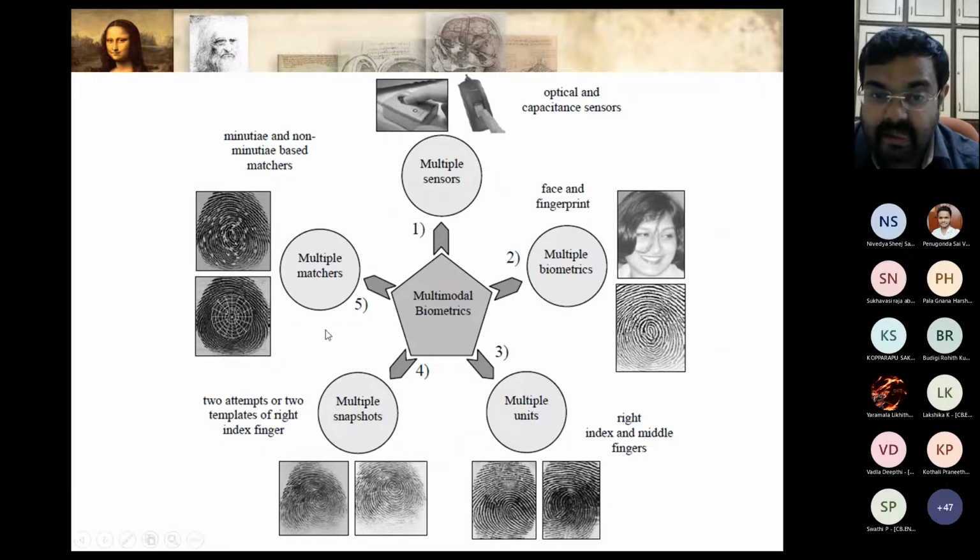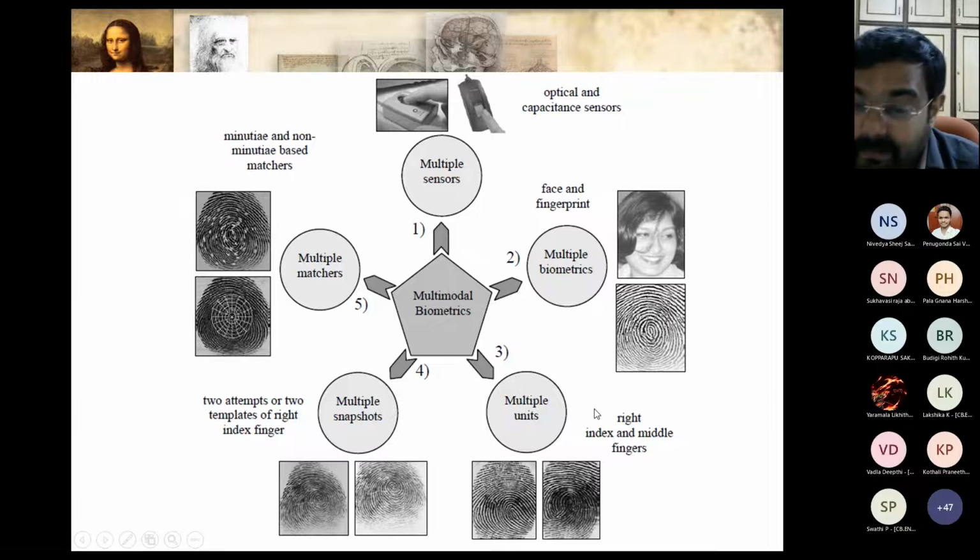You can have multiple biometrics, more than one biometric. Like Aadhaar is using a fingerprint and the iris. You can use retina and hand. You can use face and iris. Like that, you can combine two biometrics, that is multiple biometrics.